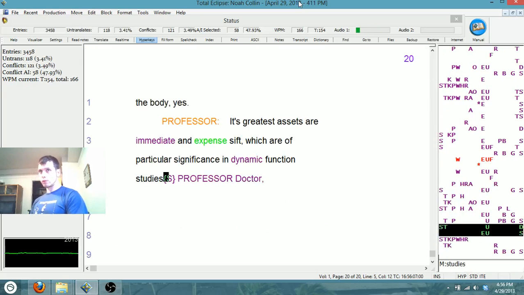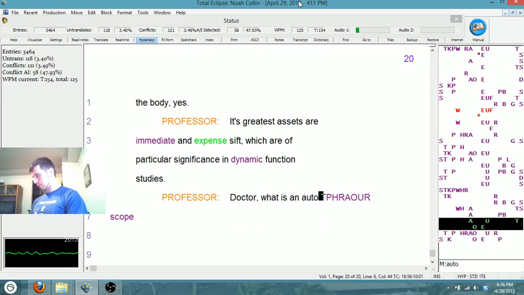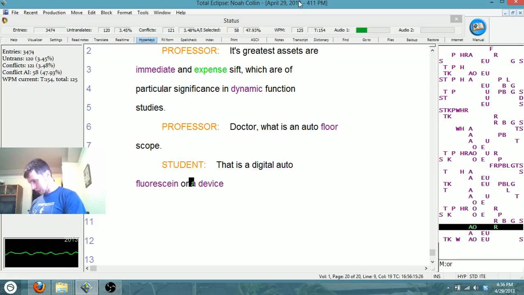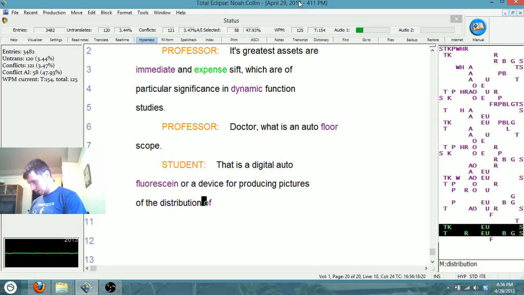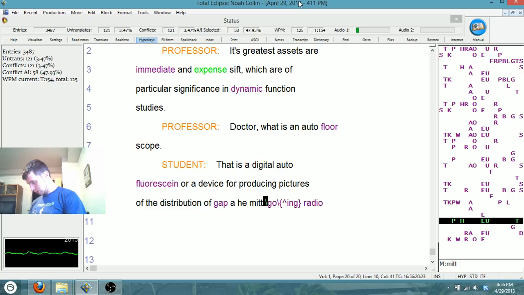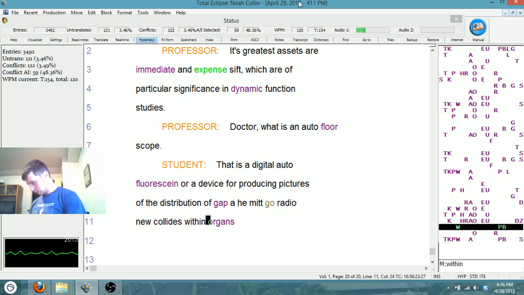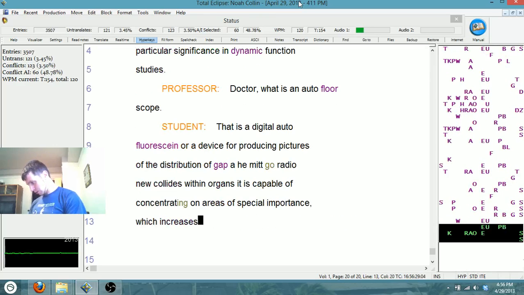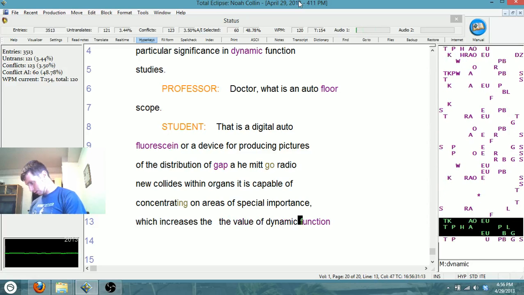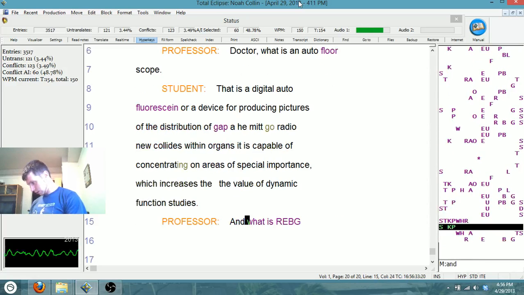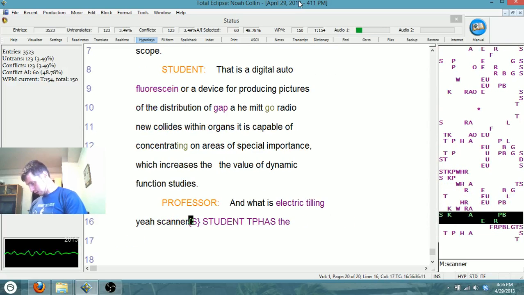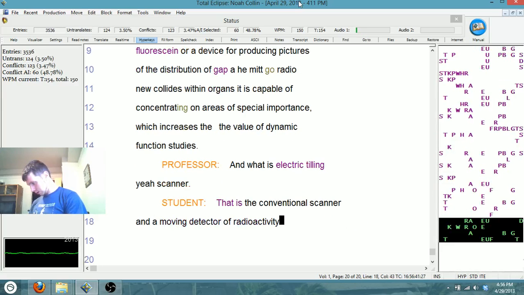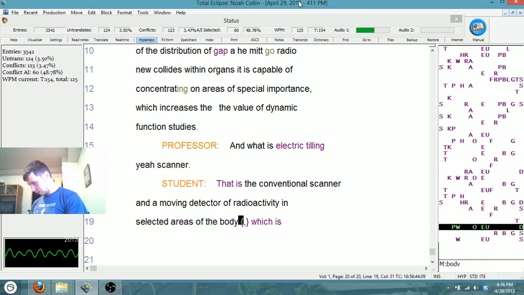Doctor, what is an autofluoroscope? That is a digital autofluoroscope, or a device for producing pictures of the distribution of gamma-emitting radionuclides within organs. It is capable of concentrating on areas of special importance, which increases the value of dynamic function studies. And what is rectilinear scanner? That is the conventional scanner and a moving detector of radioactivity in selected areas of the body, which is useful for static studies.